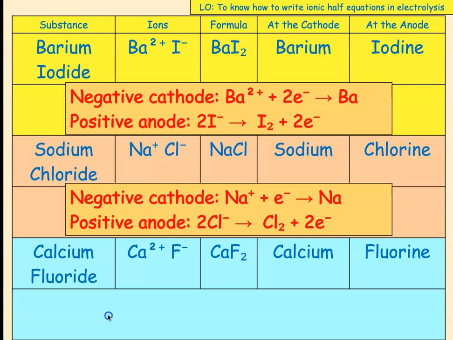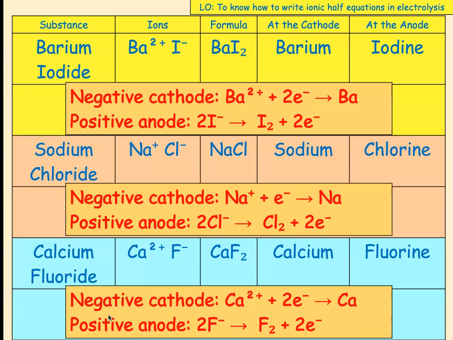Calcium fluoride, we've got Ca2+ plus 2 electrons gives us Ca. And at the anode, we've got 2F- gives us an F2 molecule plus 2 electrons. I hope you were successful with that. Have a little look if you don't understand, and we'll come back to it later.